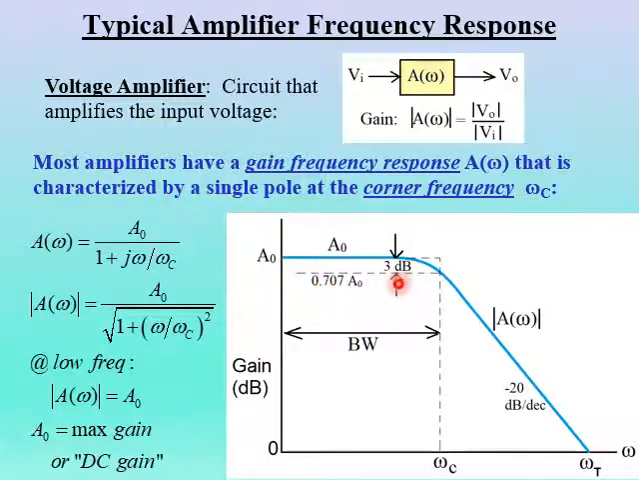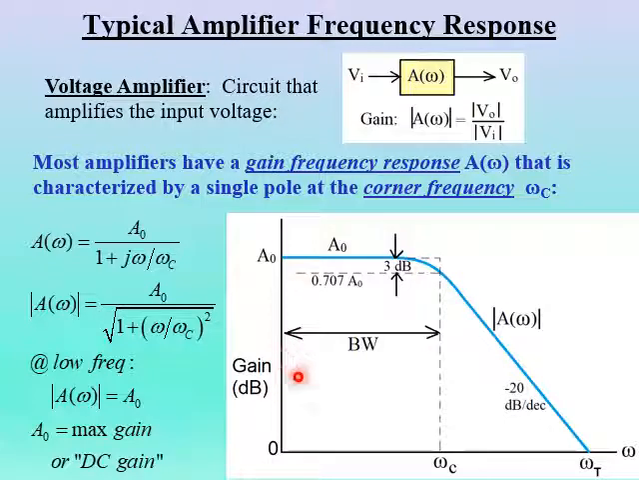By the way, 3 decibels in gain refers to the gain being reduced to a factor of 0.707 times its original value. In decibels, that's 3 decibels. So this is the definition of our corner frequency right here. And this corner frequency also allows us to define what's called the bandwidth of the amplifier. The bandwidth is just the working frequency range that the amplifier can work at.